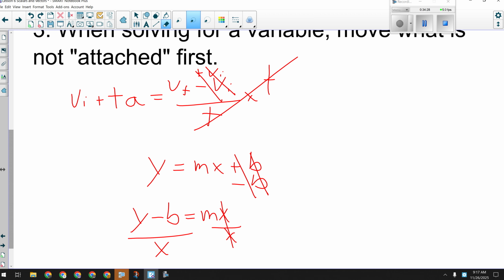Okay, it really doesn't get much harder than that. You just have to follow those rules of algebra. Probably the trickiest part is deciding what's not attached, so you know what to move first. Otherwise just follow the rules. You can't go wrong.